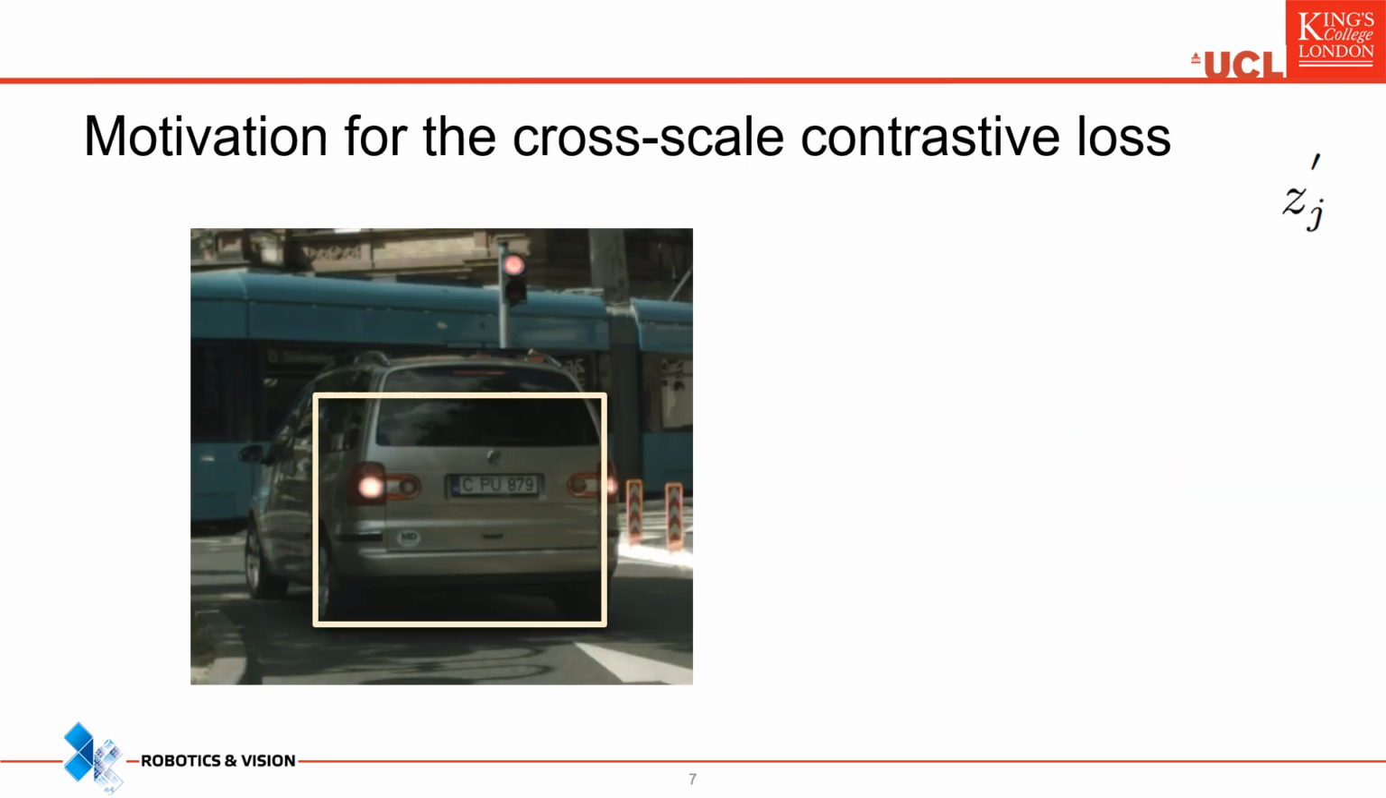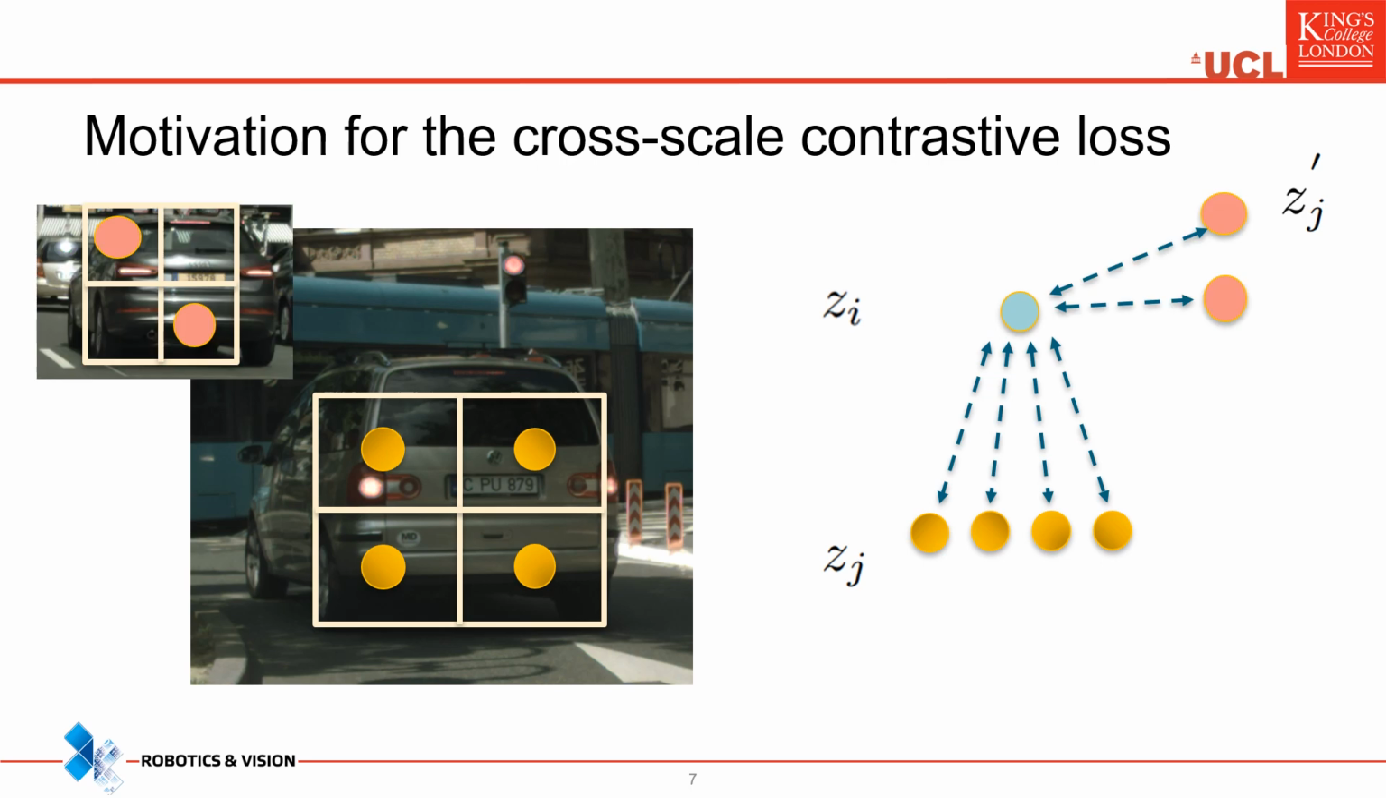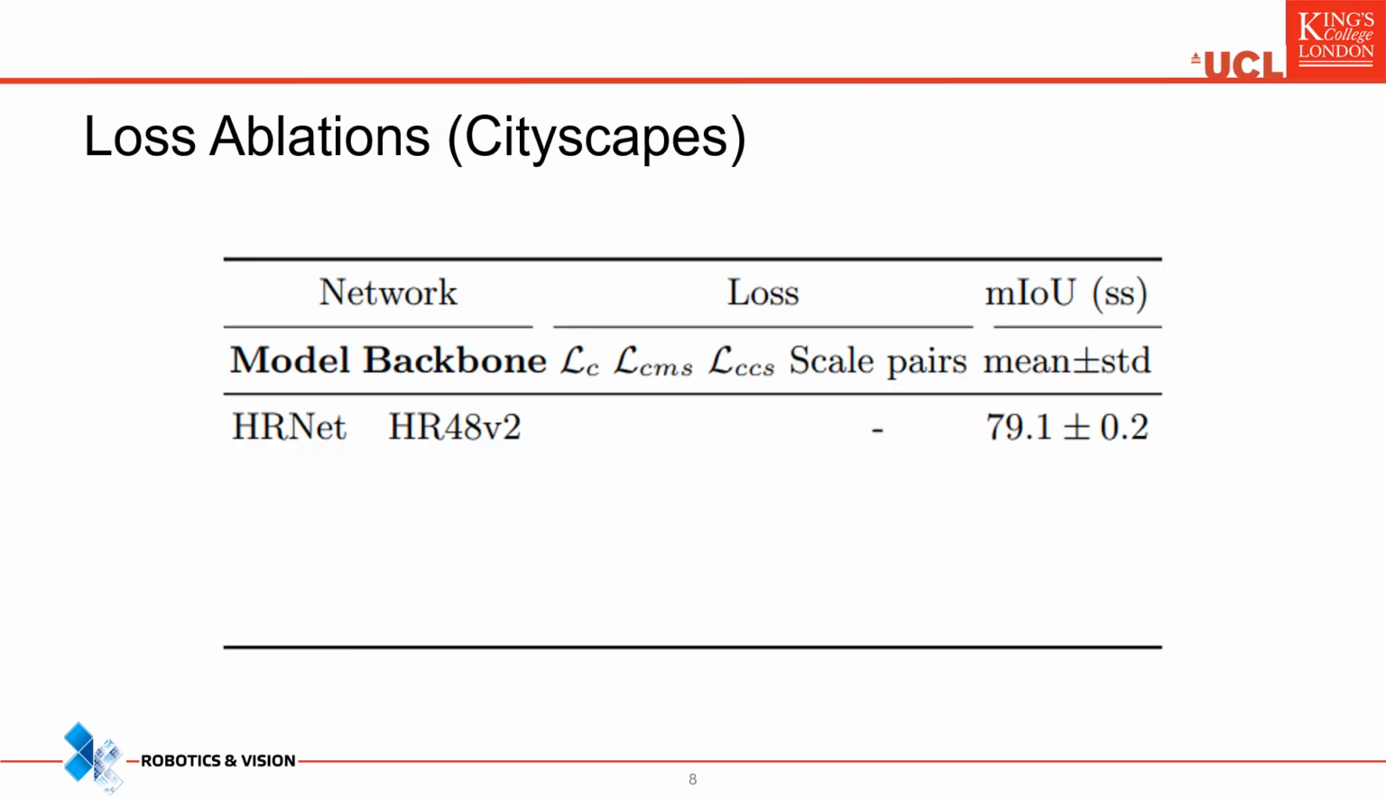To motivate the use of cross-scale contrastive loss, we can think of the following example. Suppose the network sees this object and produces a global feature Zi. Then, at a higher scale, it can also produce local features Zj, each encoding a part of the object. The proposed cross-scale loss links global and local features from a single instance, but also across instances. Intuitively, this corresponds to learning to encode global object structure in a way that is predictive of local class structure and vice versa.